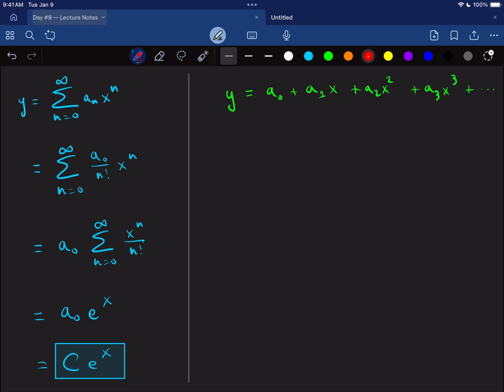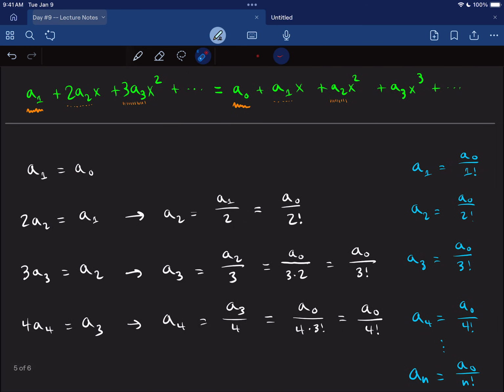The other thing that you could do, and sometimes this is helpful, is you could write this out term by term, and I can just sort of brute force go in here and say, well, a naught is a naught. I don't know what it is otherwise. A1 we found was a naught. A2 was a naught over 2 factorial. A3 was a naught over 3 factorial. This is just me going back through these old definitions that we had, right?